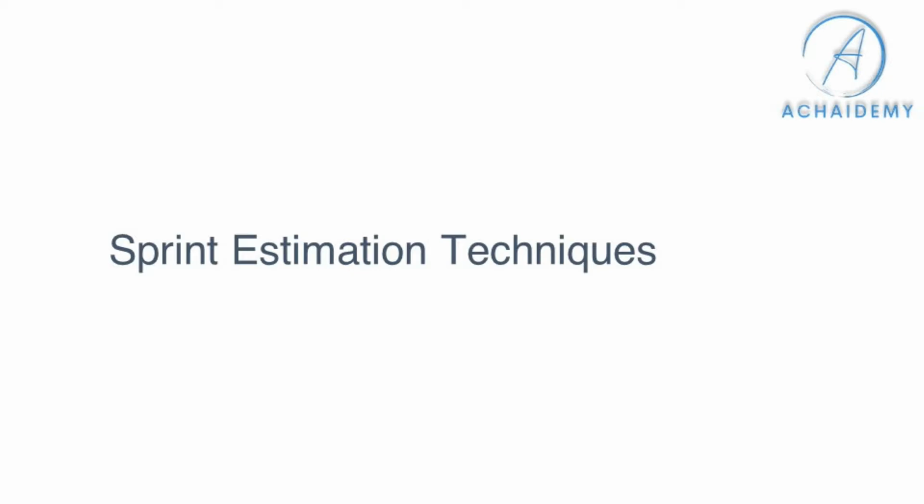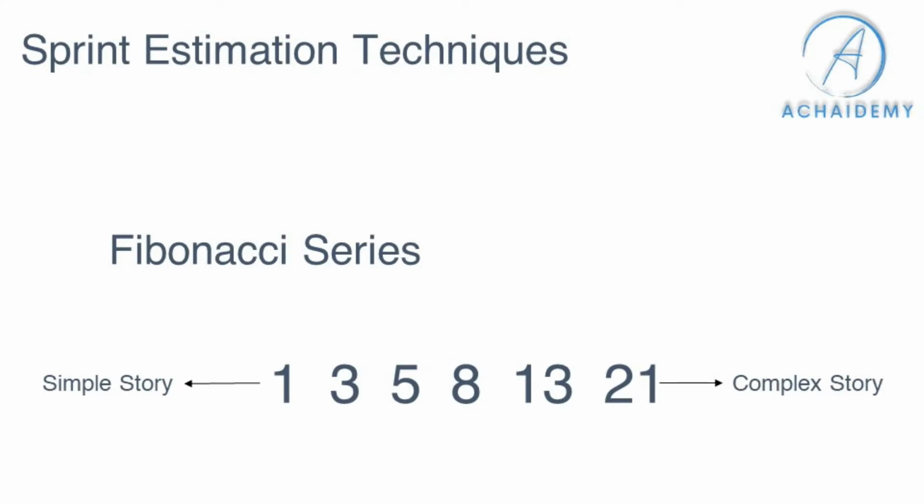So the first technique is using the Fibonacci series. Now, if you're not aware, the Fibonacci series is a series where the next number is the sum of the previous two numbers. So for example, 3 plus 5 is 8, 5 plus 8 is 13, and 8 plus 13 is 21. The Fibonacci series is used to identify the complexity of a story. For example, a 1 or a 2 is a very simple task, while a 21 is a very complex story.